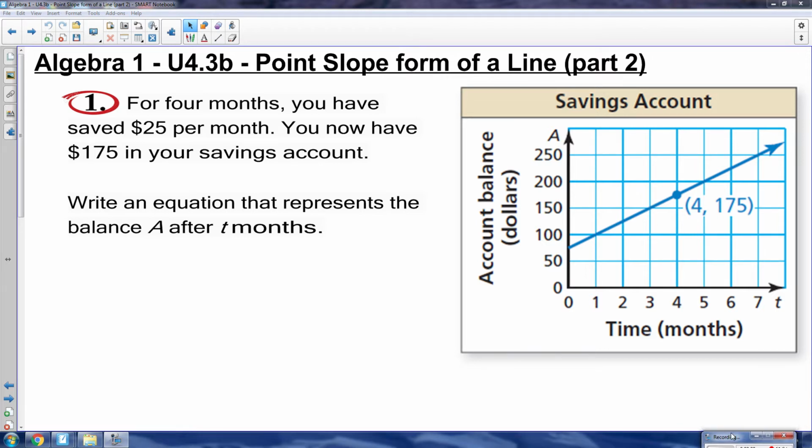Okay, so this video is 4.3b. It's the point slope form of a line, part 2. And what we want to be able to do is understand how point slope form of a line can relate to a real world problem.